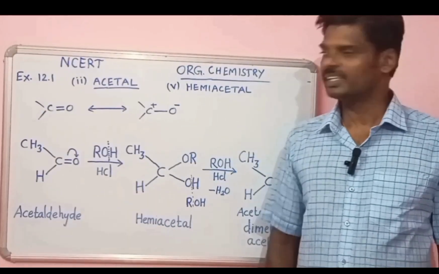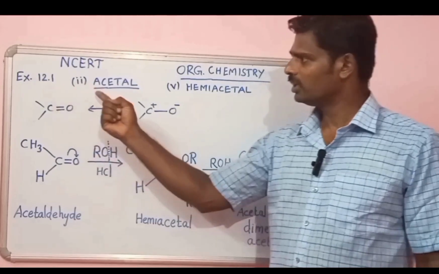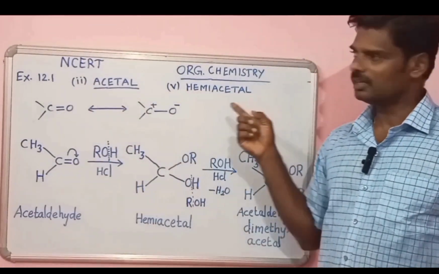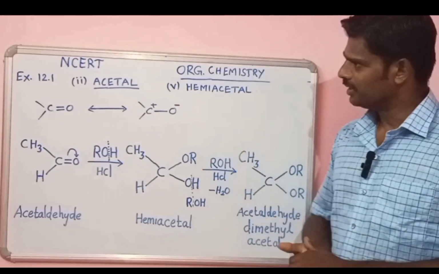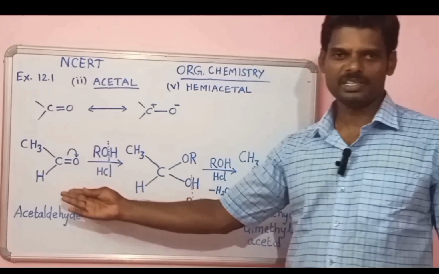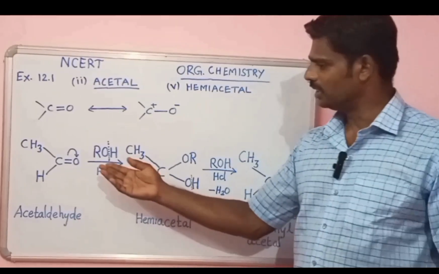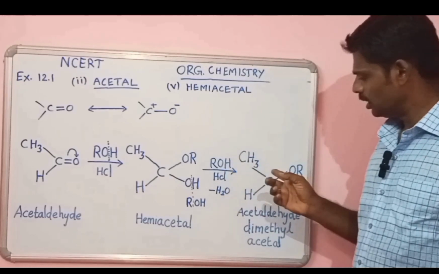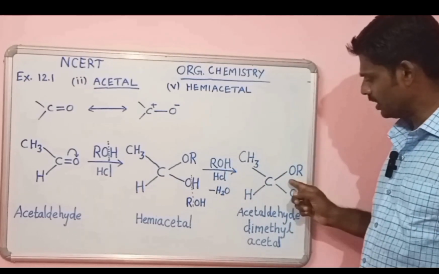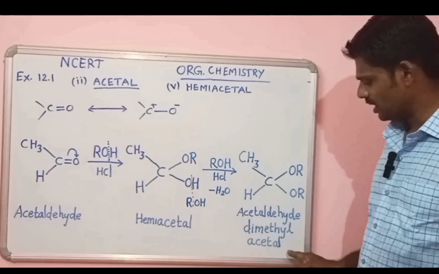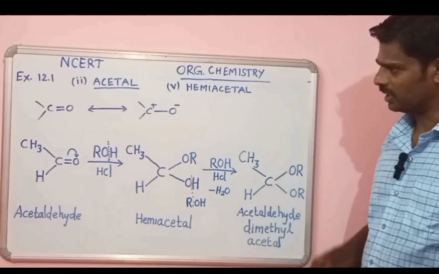We will see exercise 12.1, acetal. The second one is acetal and hemiacetal. Acetal means the carbonyl compound, the aldehydes or ketones, reacts with two molecules of alcohol and forms an ether. The final product will be an ether. So acetaldehyde dimethyl acetal is an ether product.